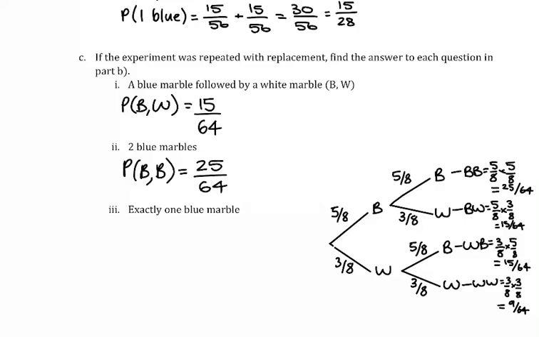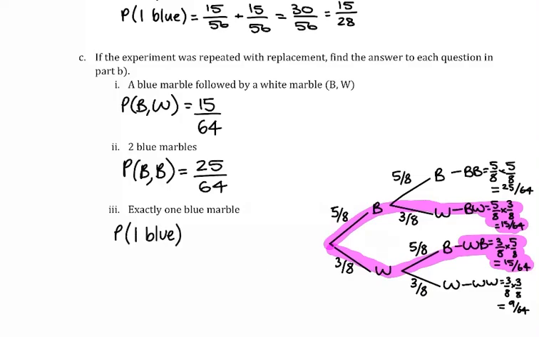And the probability of exactly 1 blue marble is our blue-white plus our white-blue. So 1 blue is adding them together: 15/64 plus 15/64 equals 30/64.